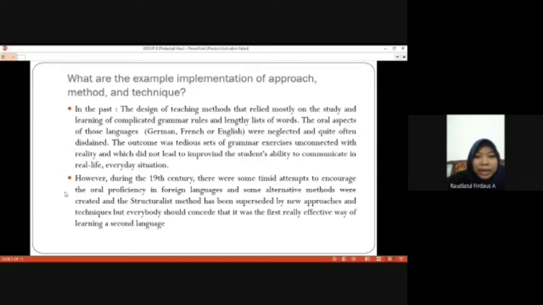However, during the 19th century, there were some timid attempts to encourage oral proficiency in foreign languages, and some alternative methods were created, and the structuralist method has been superseded by a new approach and technique. But everybody should concede that it was the first really effective way of learning a second language.